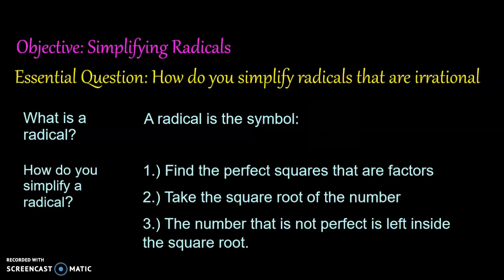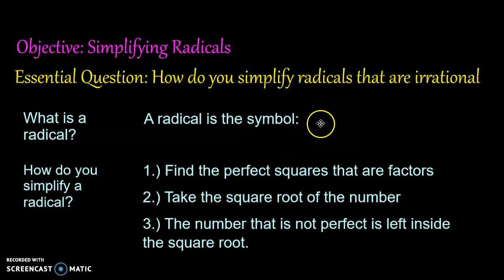Welcome to an exciting unit continuing with 1B, day 1 of simplifying radicals. So we're going to continue seeing radicals, but now how to simplify them. Why do we want to? Because there are radicals that are irrational. So the first question we have is, what is a radical?